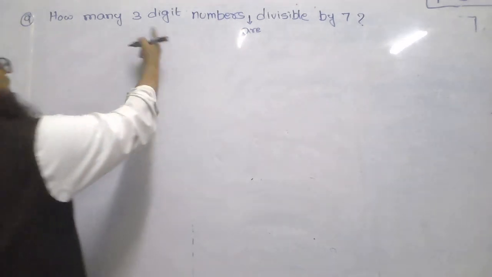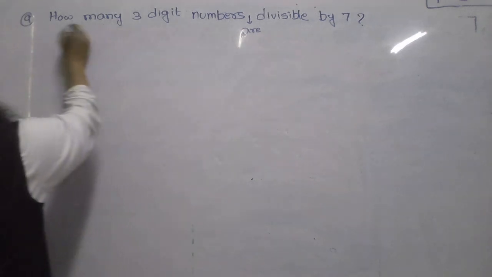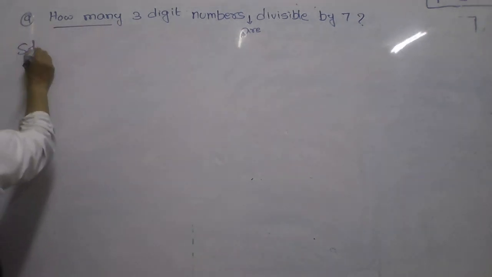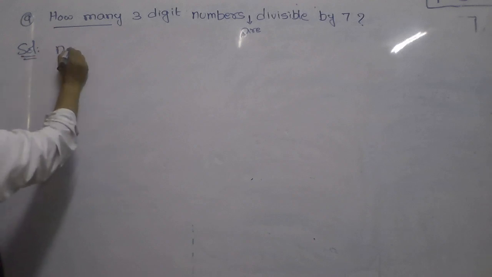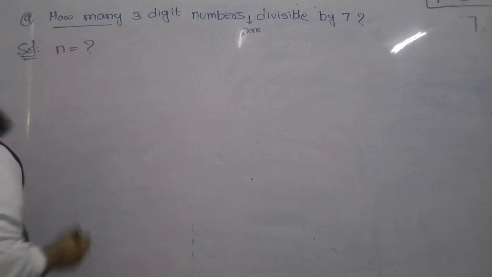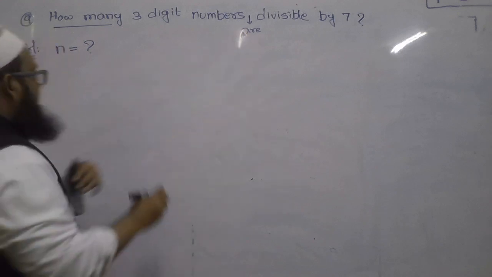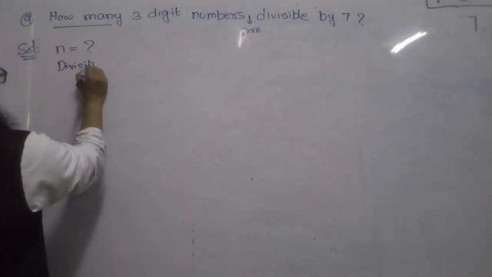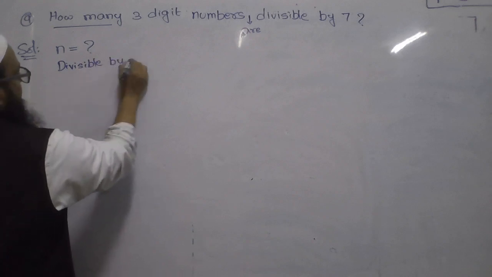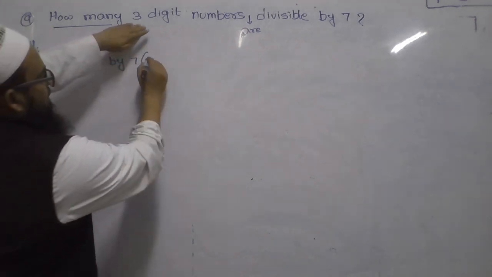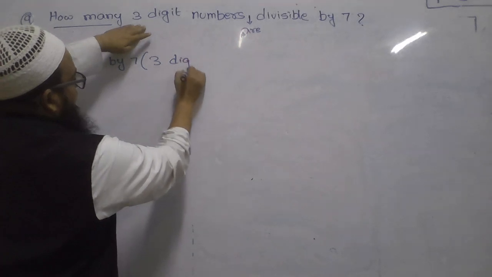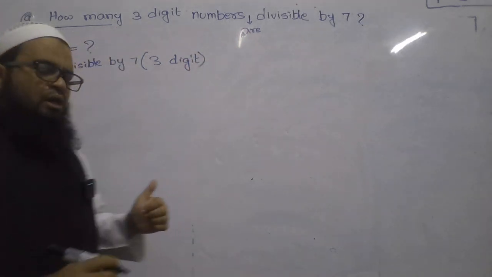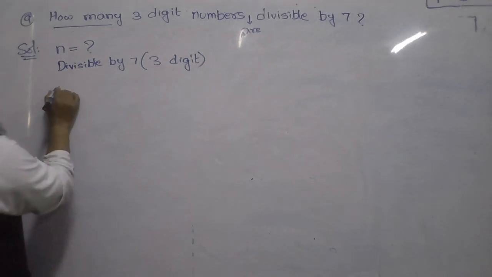Okay. So he asked how many three-digit numbers. That means solution. Let us start from here. So number of numbers is equal to how many? Divisible by 7. Yeah, it should be divisible by 7 it seems. Okay, divisible by 7 and what digits? 3-digit numbers. Yeah, 3-digit. So here before finding, let us see what is the first 3-digit number?